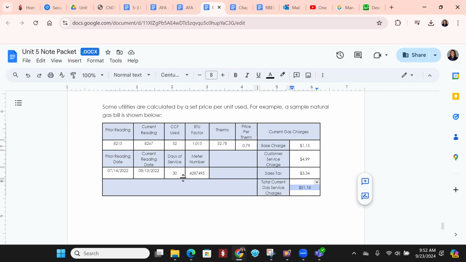We do it in 30-day increments. So every 30 days, they give you a bill. You used this much. Price per therm is 0.79, so it's 79 cents every therm. I think a therm is just the unit of measurement for gas. So you're going to take this, multiply it by the therms, add up all the rest of these charges that are silly, and then you get $51.18.